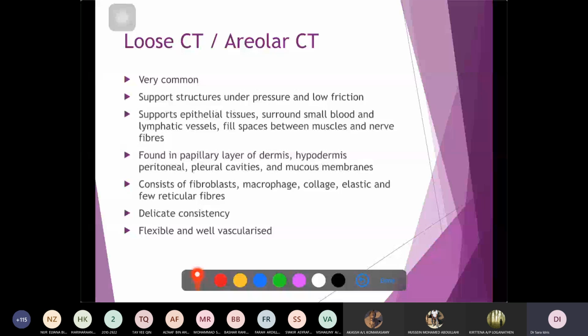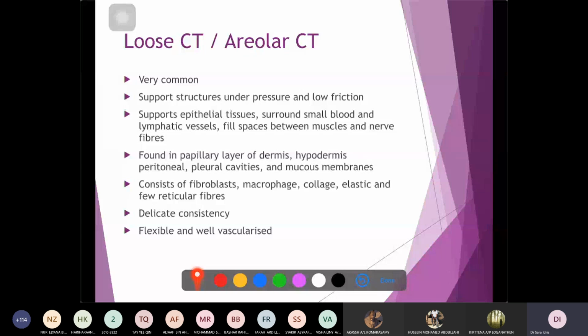It's very common in the body. You find it in a lot of structures and in a lot of areas in your body. What it does is it supports structures under pressure and low friction. It supports epithelial tissues. It will surround blood vessels, lymphatic vessels, nerves even, and it will fill spaces between muscles and nerve fibers. It's sort of like your filler. If you want to post something to people, you put your bubble wrap around it. This is also sort of like that. It helps to fill the spaces in and around special structures.